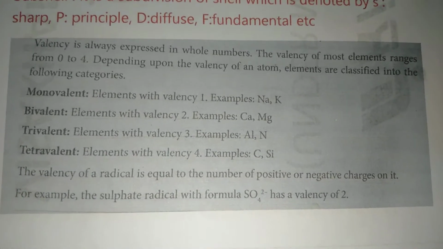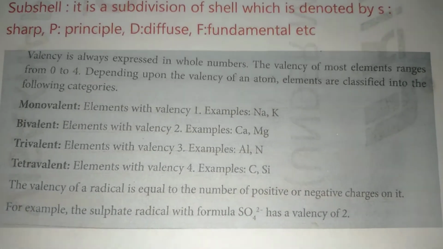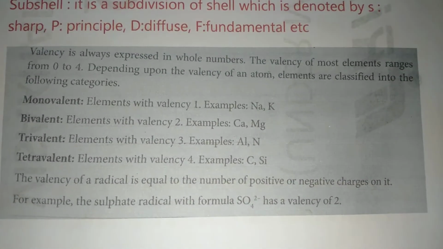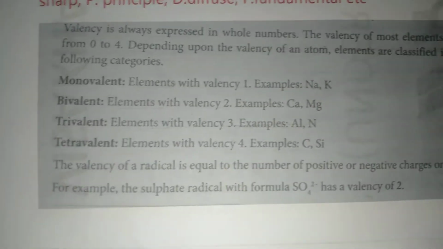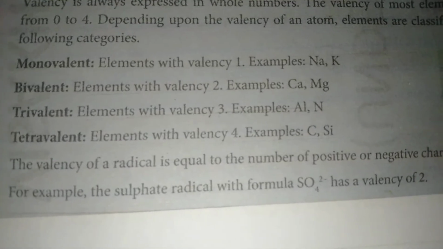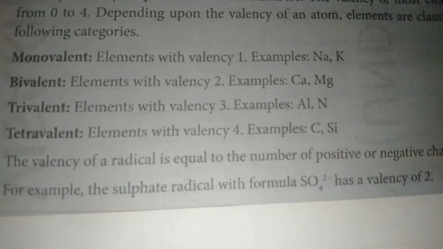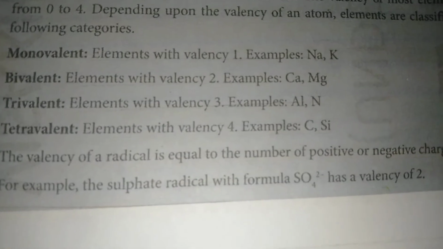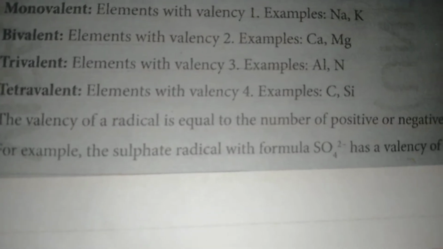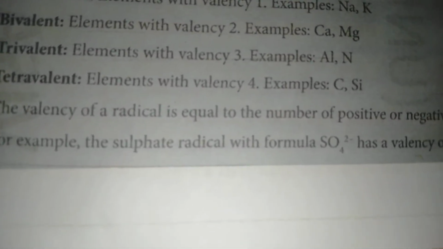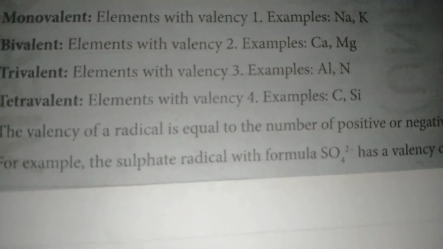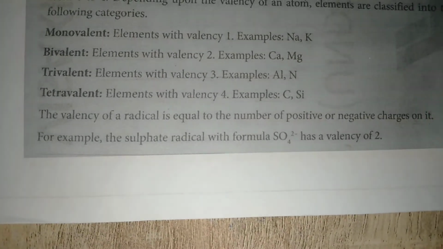The valency of most elements ranges from 0 to 4. Depending upon the valency of an atom, elements are classified into the following categories. Monovalent elements with valency 1, for example sodium and potassium. Bivalent elements with valency 2, for example calcium and magnesium. Trivalent elements with valency 3, for example aluminium and nitrogen. Tetravalent elements with valency 4, for example carbon and silicon.